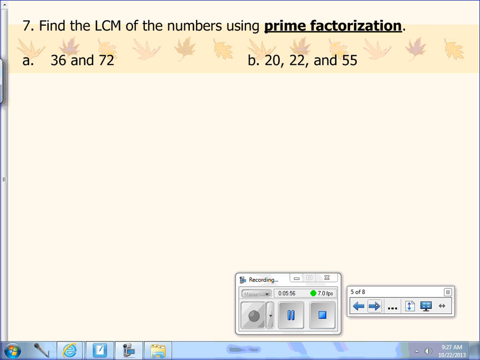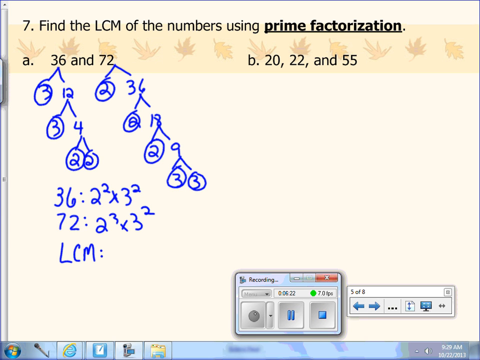So we're going to find the least common multiple of the numbers using prime factorization. I'd like for you to do A now. Refer to the example that we just did. Remember, do your factor trees. Then list your prime factorization. Then you're going to do each factor to the highest power. I'm going to pause it and come back and check your work.